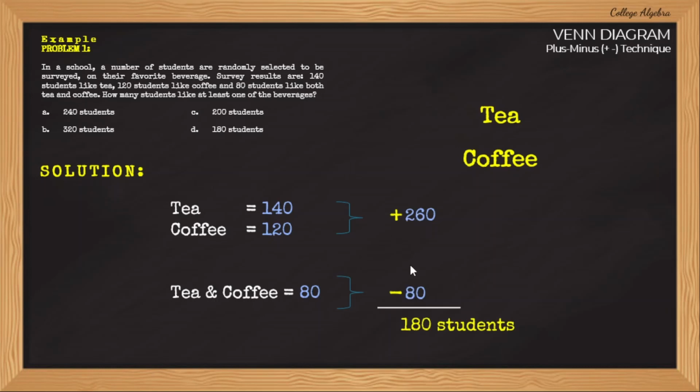So 260 minus 80, that is 180 students. In other words, the answer here is letter D, that is 180.